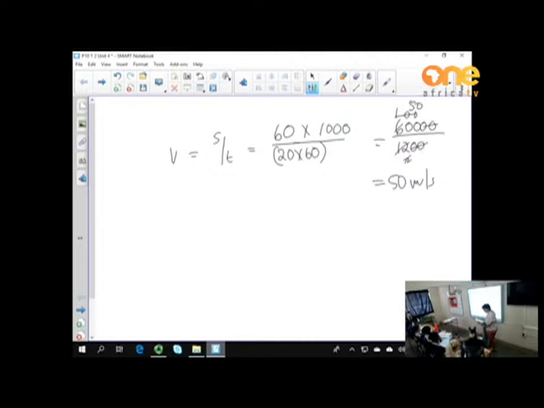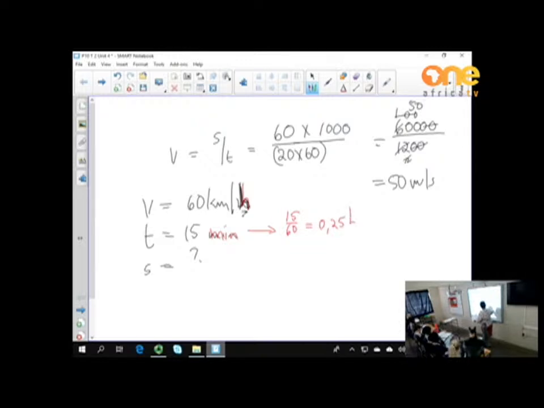All right, number 2. A car travels at an average speed of 60 kilometers per hour for a time of 15 minutes. Now, how far does the car travel? The problem over here is the speed is in kilometers per hour, and the time we've got is in minutes. So one should convert that to hours. So 15 over 60 is equal to a quarter of an hour, 0.25 hours. Are you with me? Who can't follow?